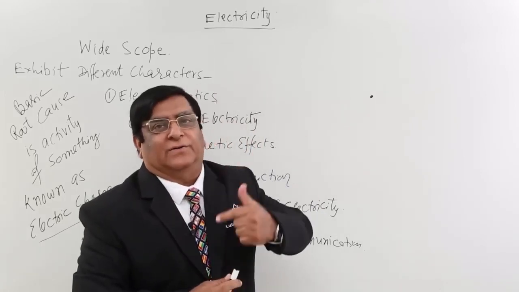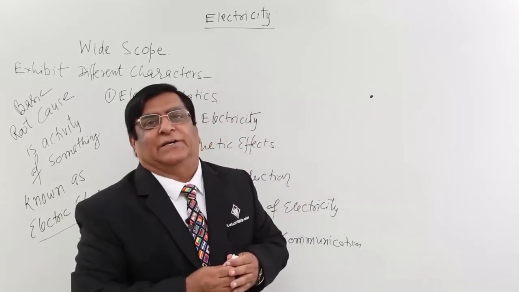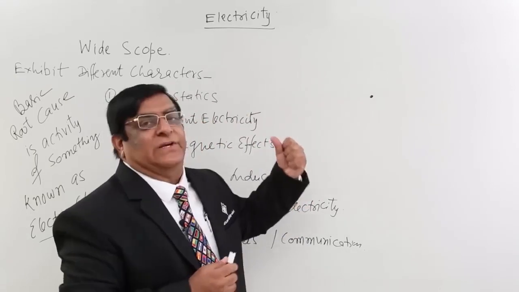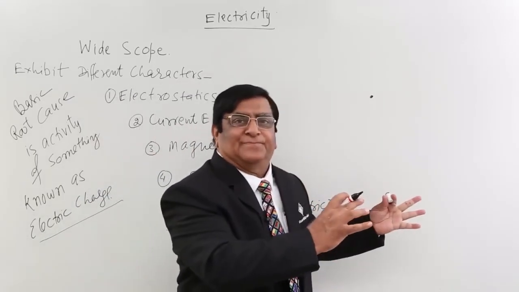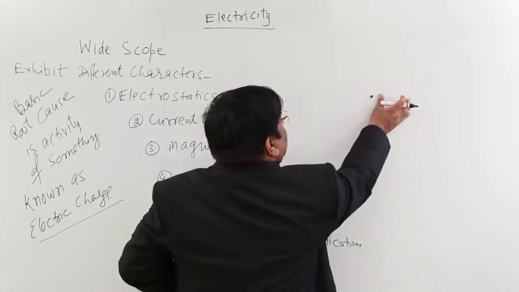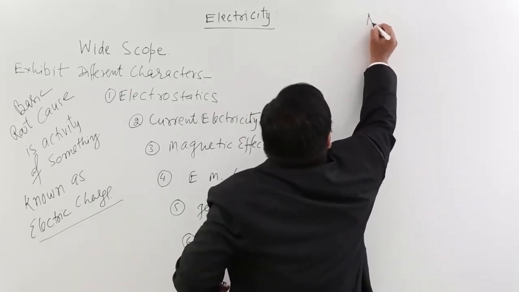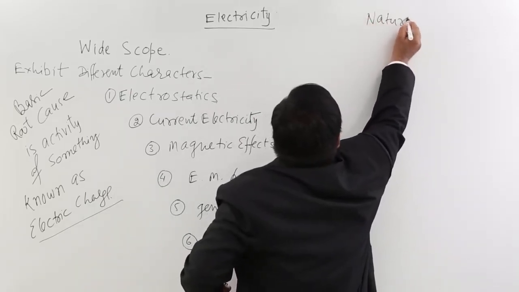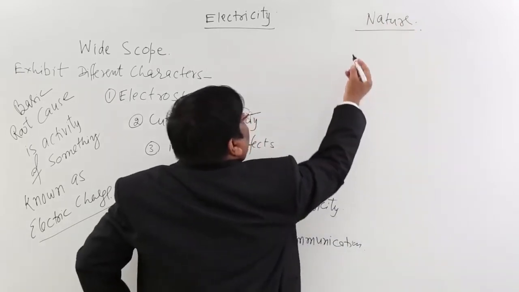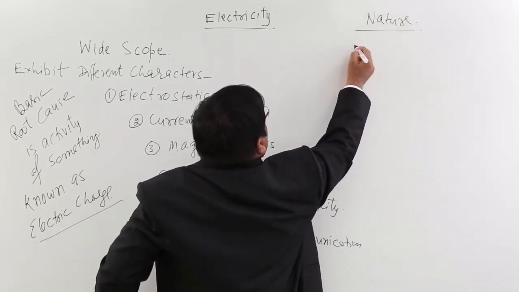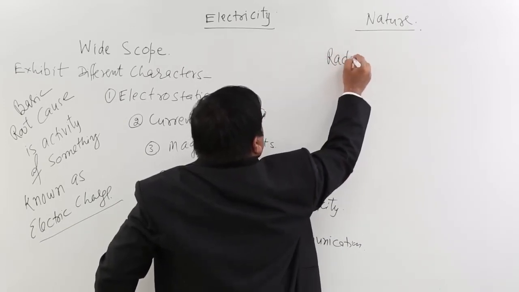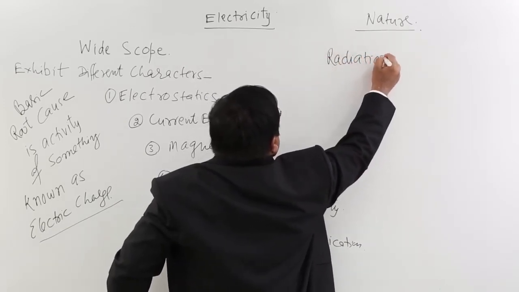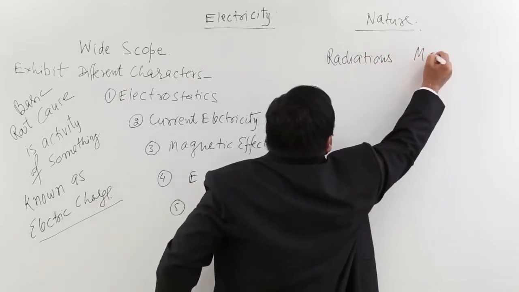But now we come to what is electric charge. This is why we need to study electric charge. Okay? Come back to the nature. In our nature, when we study, the nature is made of 2 components. One component is energy, that is in the form of radiations, and the other is matter.